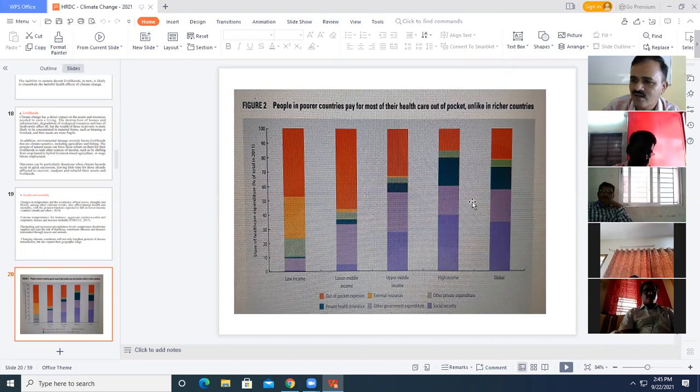Since they are poor people, they spend a higher amount if there is a sudden climate hazard, and if there is some illness because of that, again they have to spend more on that. And the poorer countries as a whole have to spend more on health expenditure.